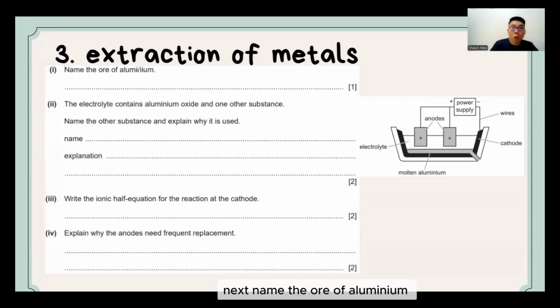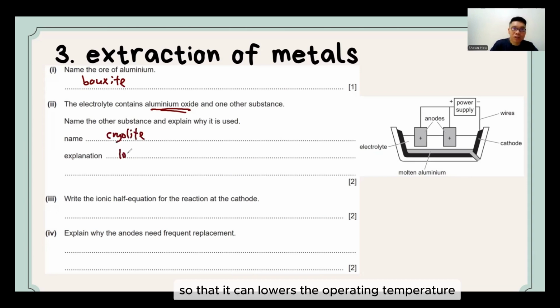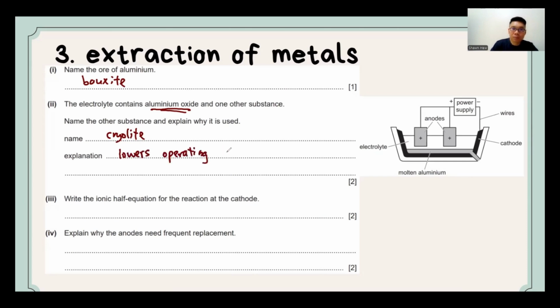Next, name the ore of aluminium. It is bauxite. The electrolyte is aluminium oxide and one other substance. Name the other substance and explain why it is used. We add cryolite so that it can lower the operating temperature.